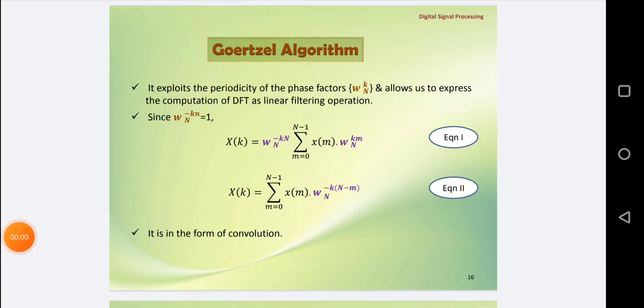Next we'll see the Goertzel algorithm. Goertzel is the name of a scientist. It exploits the periodicity of the phase factor W_N^k and allows us to express the computation of the DFT as a linear filtering operation.